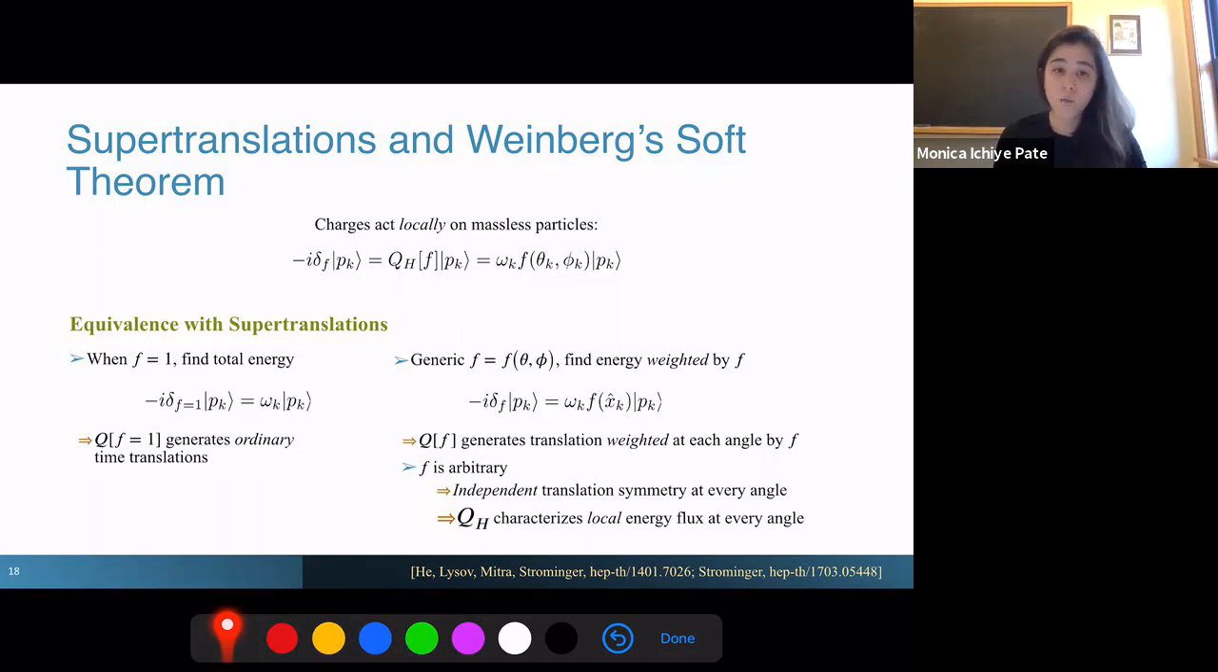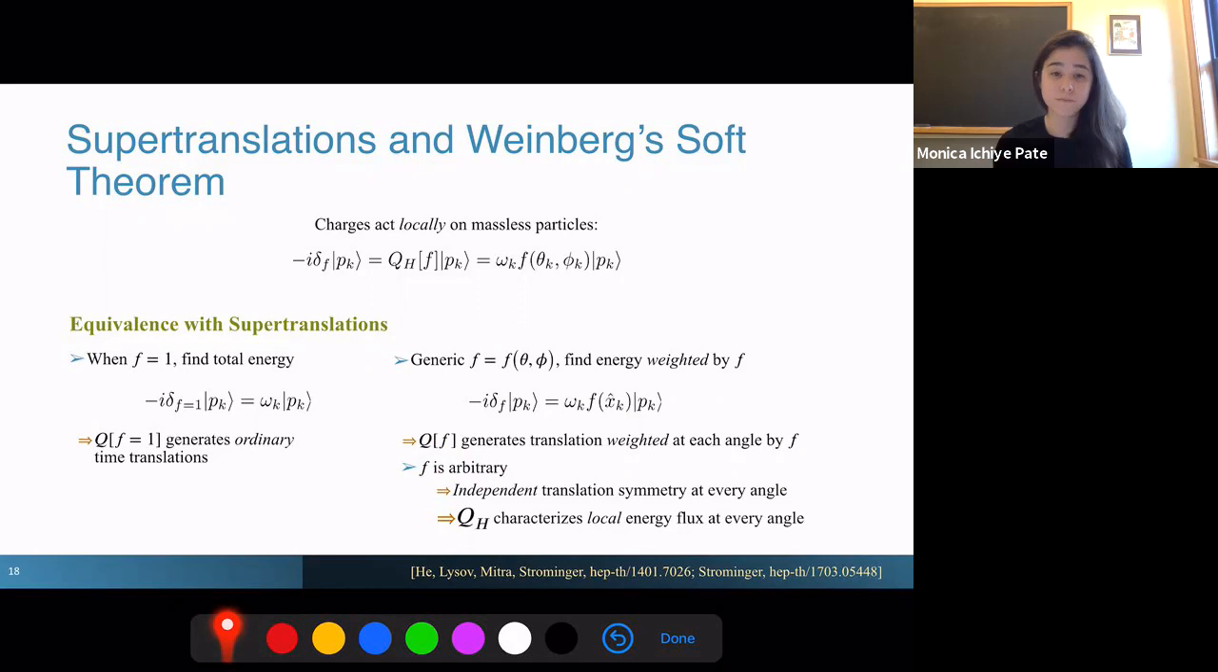On the other hand, when f is a generic function, then the eigenvalue is the energy weighted over the sphere by this function f. So hence, the symmetry transformation for a generic function generates a translation that is weighted over the sphere by that function. Now, since f was an arbitrary function on the sphere, this implies that there is an independent time translation symmetry at every angle. And moreover, we learn that the hard charge is characterizing the local energy flux at every angle.